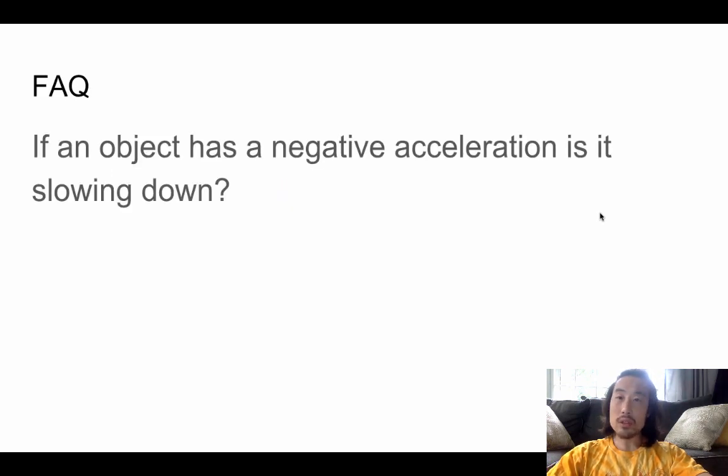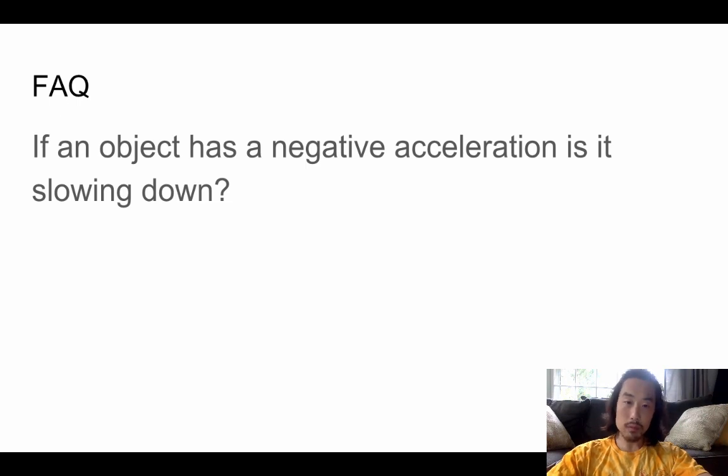All right, now let's fire off some questions. Okay, these are some questions that I normally get. If an object has a negative acceleration, is it slowing down? Now, this is a very common question, and it is often a common mistake that students make. Just because something has a negative acceleration, it does not mean that it is slowing down.